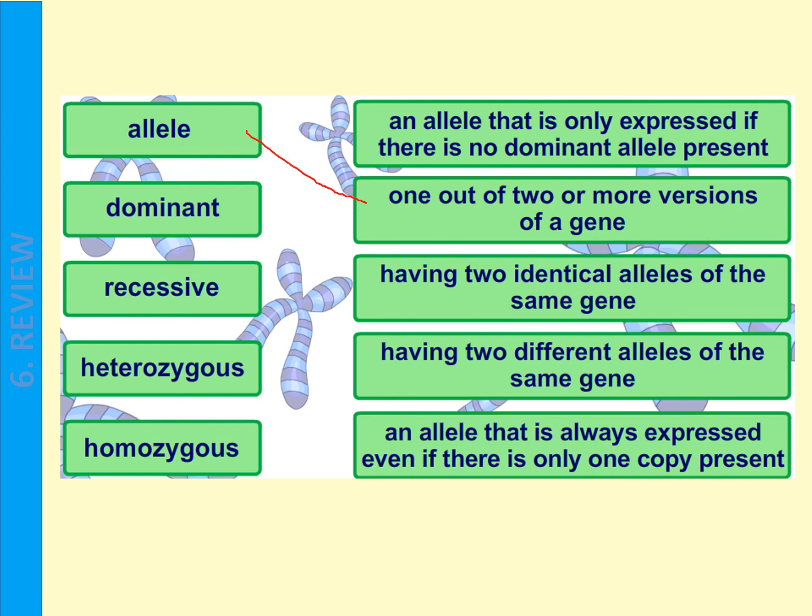Okay, so an allele is one out of two or more versions of a gene. The next one's dominant. Well, you're going to see that even if there's only one copy present. Whereas with a recessive one, you're only going to see that if there's no dominant ones there at all. So you'd have to have two recessive genes in order for the allele to be expressed. Now, a heterozygous gene is one where the alleles are different. You can remember that because heterosexuals like people who are a different gender to them, whereas homozygous means the same. And so those two there go.